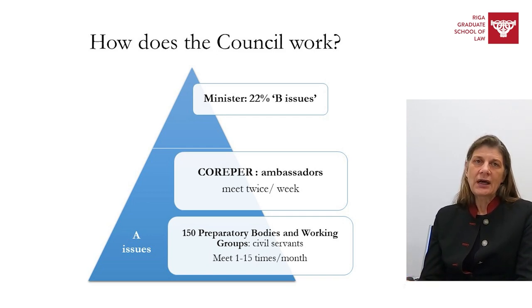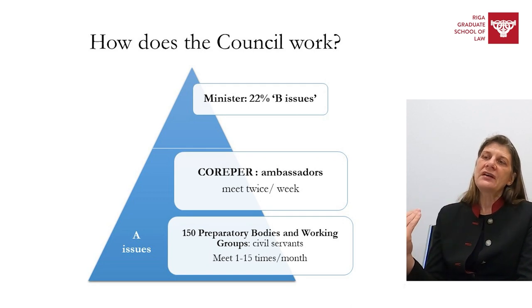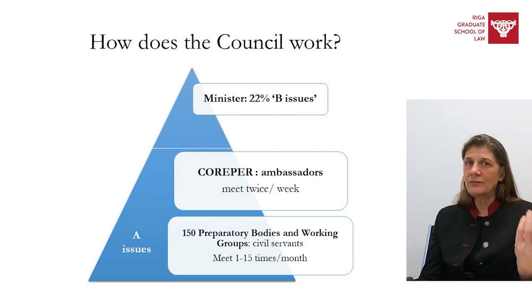COREPER ambassadors would meet up to twice a week. In some cases they also have special sessions, even in the evenings or in exceptional cases during weekends. But normally, this would be planned work of ambassadors meeting regularly every week and collecting in this format of ambassadors level the issues that have been left from the expert meetings where experts were not able to agree among themselves. So civil servants have had limitations in finding a compromise.